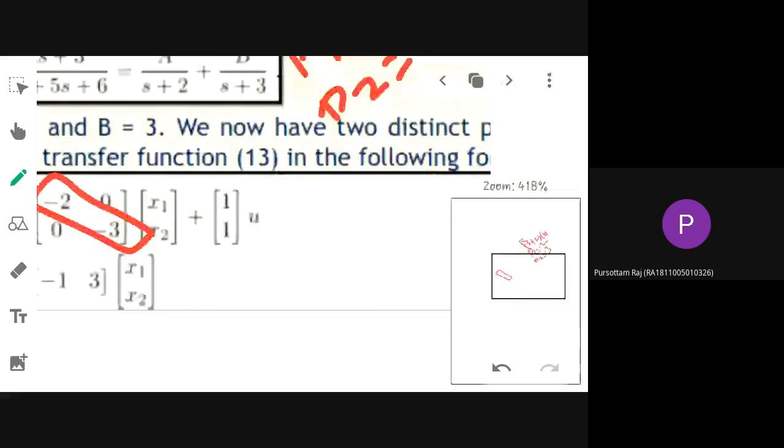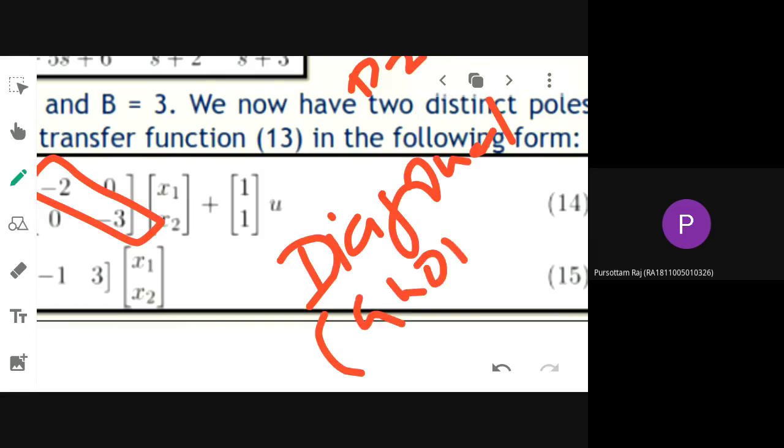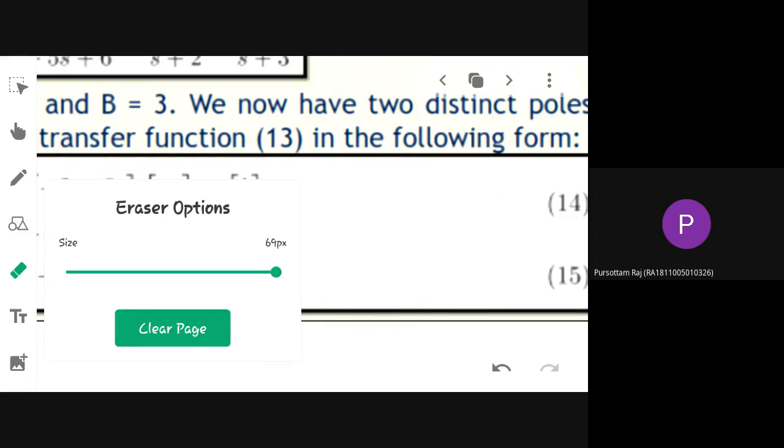This sort of representation of the state space model is called what representation? Diagonal, ma'am. Yes, diagonal canonical. Okay, diagonal canonical model. For obtaining all these, you just need to remember the basic state space model formula, and a simple substitution will give you the answer. So there are three ways in which you can write the canonical state space model: one is controllable, one is observable, and one is diagonal.